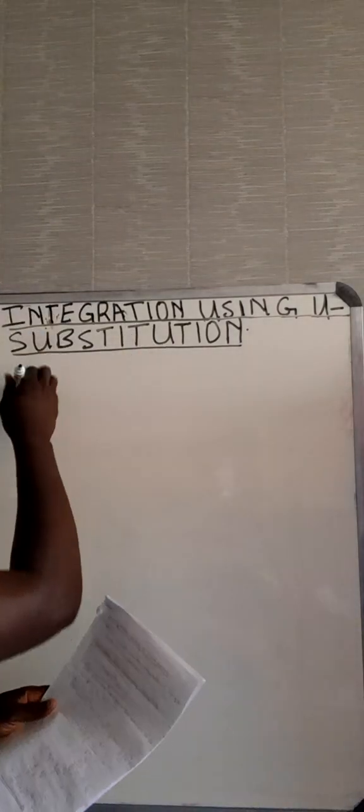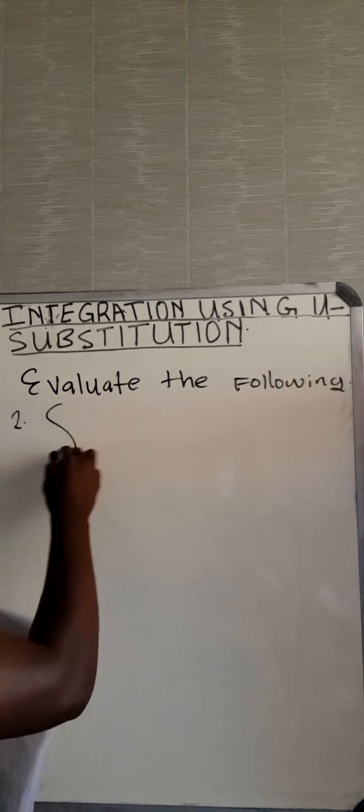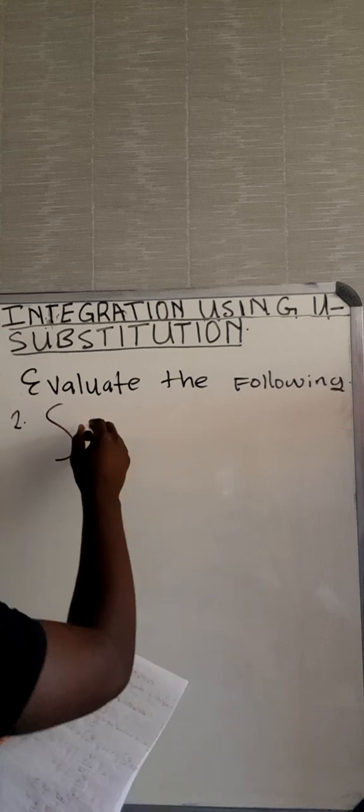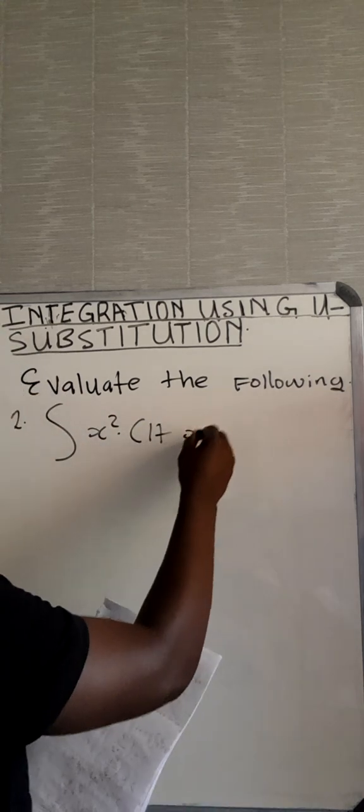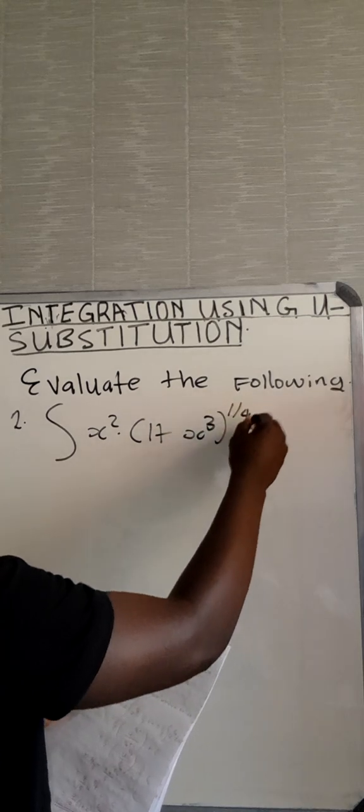So let's evaluate the following. One, the integral of x squared times (1 plus x cubed) to the power 1 over 4 dx.